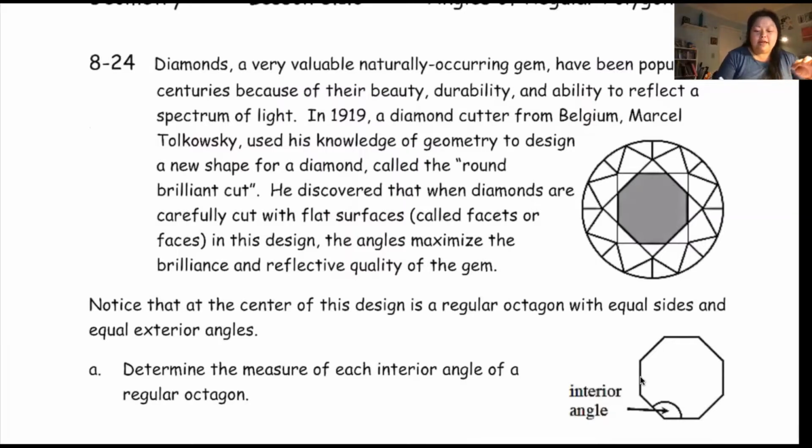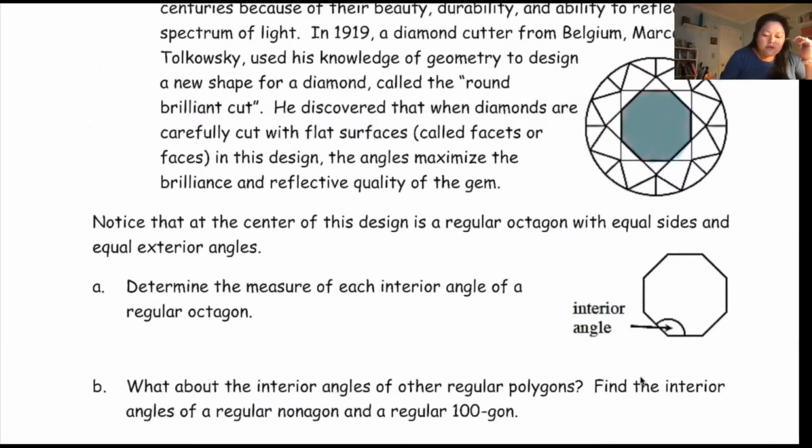It's quite beautiful. He discovered that when diamonds are carefully cut with flat surfaces called facets or faces in this design, the angles maximize the brilliance and reflective quality of the gem. So this is a picture of a round cut. It's actually really pretty. Notice that at the center of this design is a regular octagon with equal sides and equal exterior angles. So this is what we're talking about, this beautiful octagon in the middle. Okay. Determine the measure of each interior angle of a regular octagon.